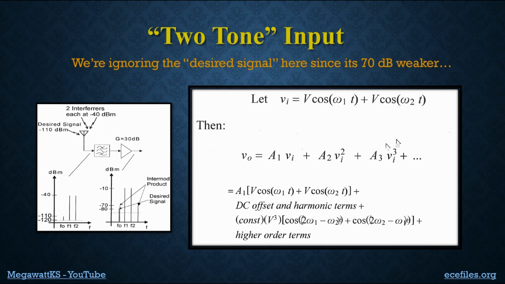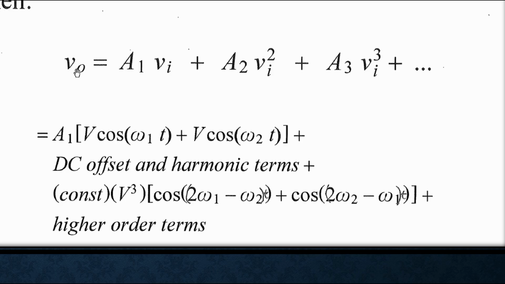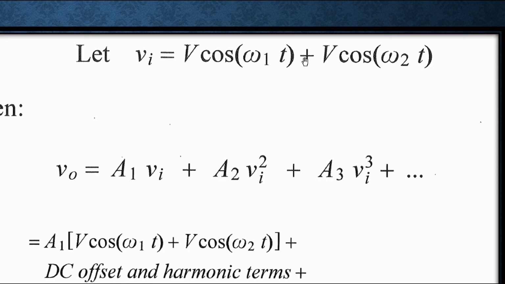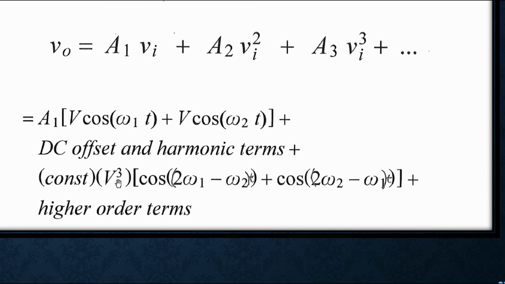But one of the terms that comes out of all of this is this line right here. So in the expression for the output voltage waveform, we have some constant, which is going to depend on A3 and some of the trig identities that we needed to get to this point. But what we need to notice is the expression for the frequencies here. So there's 2 omega 1 minus omega 2, and there's 2 omega 2 minus omega 1. There's also a V cubed. So whatever amplitude the signals were here, it's going to be the cube of that for the amplitude of these terms. That's going to be really important.